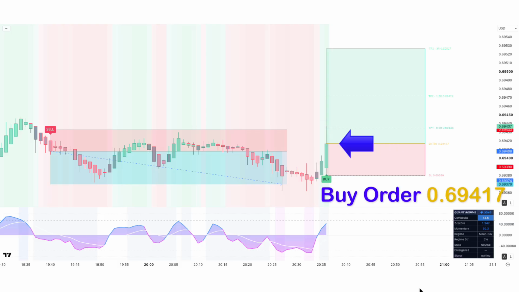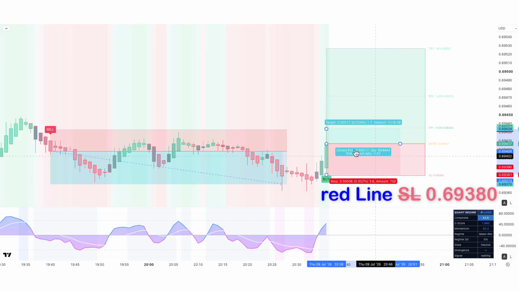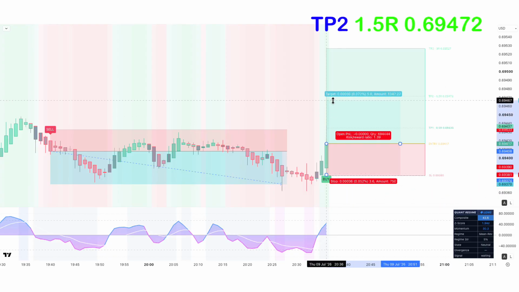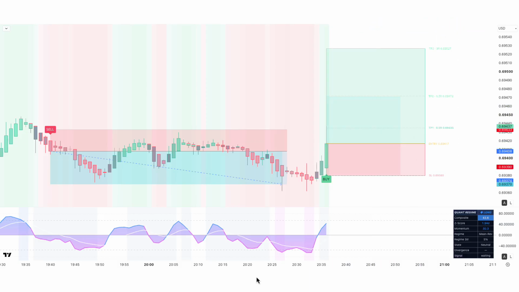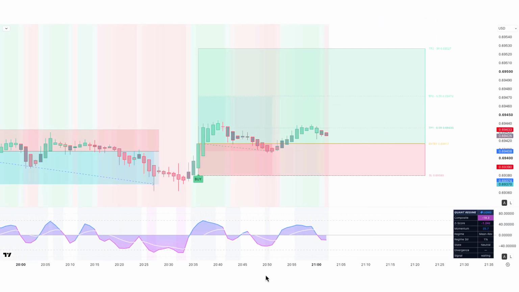So we are placing an order to buy 0.69417. Our stop loss is to be placed at the red line SL 0.69380. And the risk to reward ratio will be TP2 1.5R 0.69472. Let's see what happens to our trade. Our trade is running in profit.